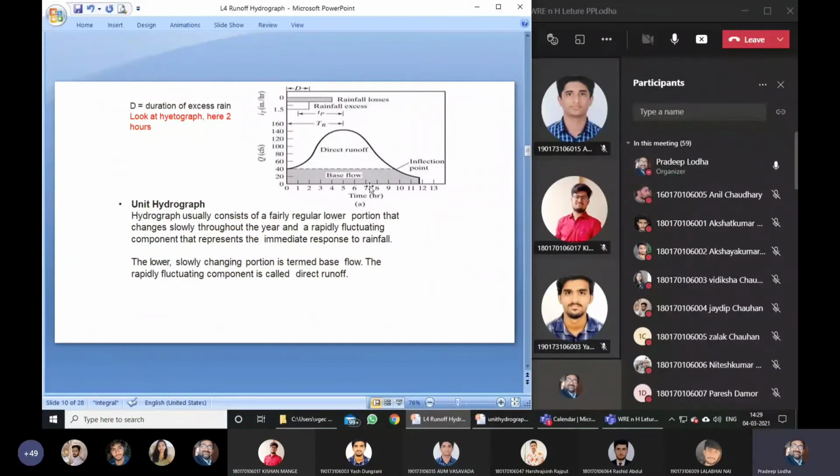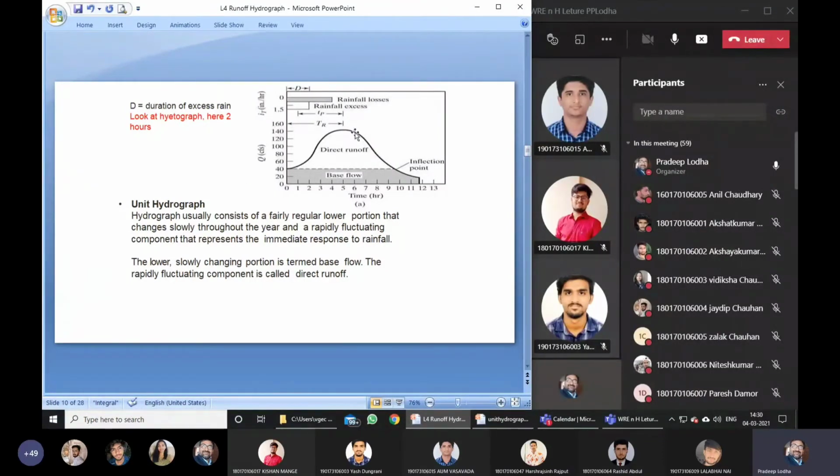Now look at this sketch first. This sketch is drawn between Q versus T. Q is the discharge. Here the unit is written as CFS, cubic feet per second. It could be cubic meter per second, whatever you use. You could always convert this, and this is time on an hourly basis. Earlier it was in days. Depending upon the storm and the runoff, this can be taken. And now this is the hydrograph.